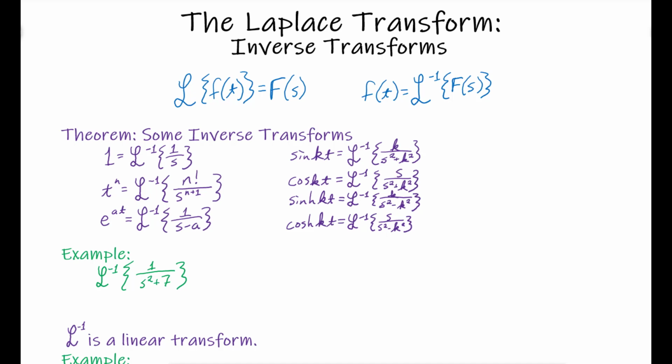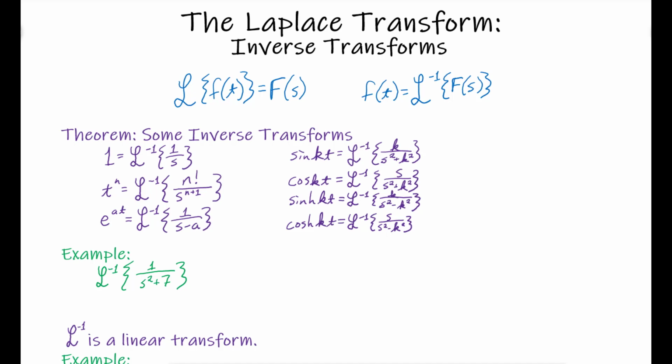If you take the inverse transform of k over s squared plus k squared, that's sine of kt. If you take the inverse transform of s over s squared plus k squared, that's cosine of kt. Taking the inverse transform of k over s squared minus k squared is going to give you the hyperbolic sine of kt. And finally, taking the inverse transform of s over s squared minus k squared is going to give you the hyperbolic cosine of k times t.